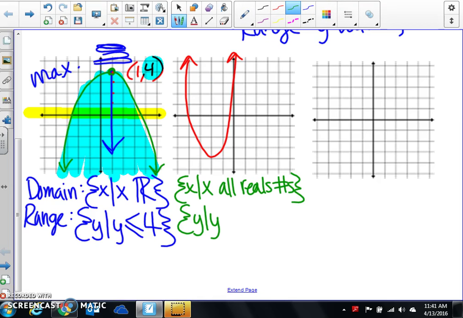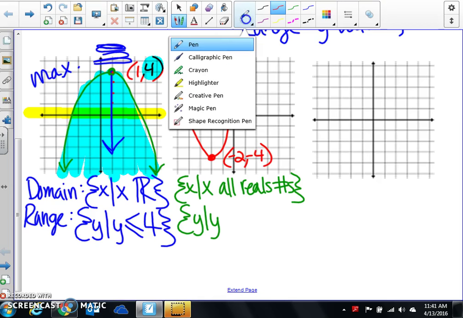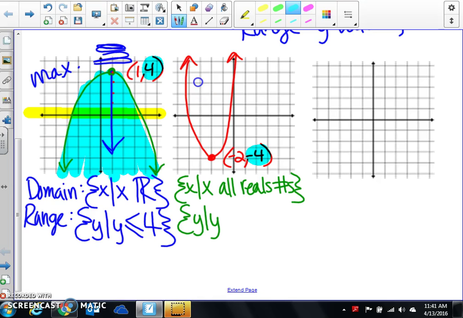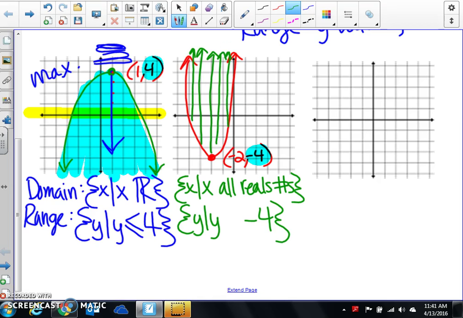For y, I find the vertex, which this time it's smiling, so it should be a minimum. And it looks like it's at the point -2, -4. This is the range, so I want the y value. So I go ahead and plug in -4. And then this time, all of my values are getting greater from this point. They're all going up in value. So since they're all going up in value, they are greater than or equal to.